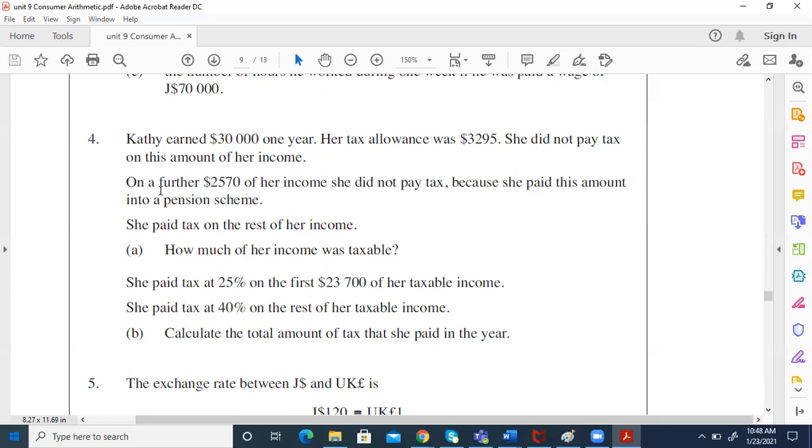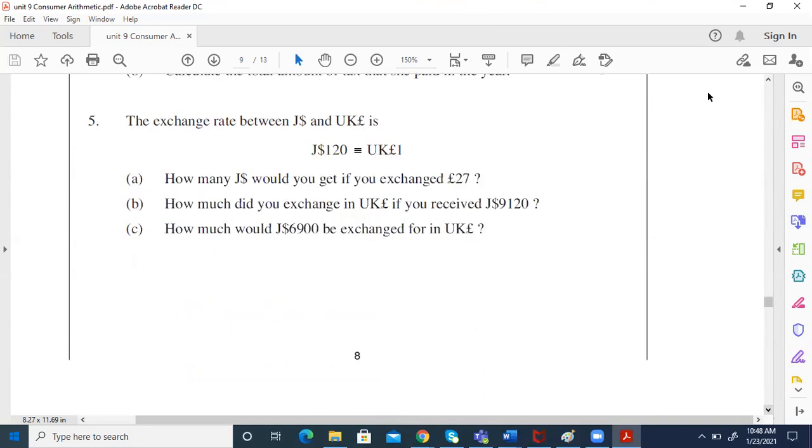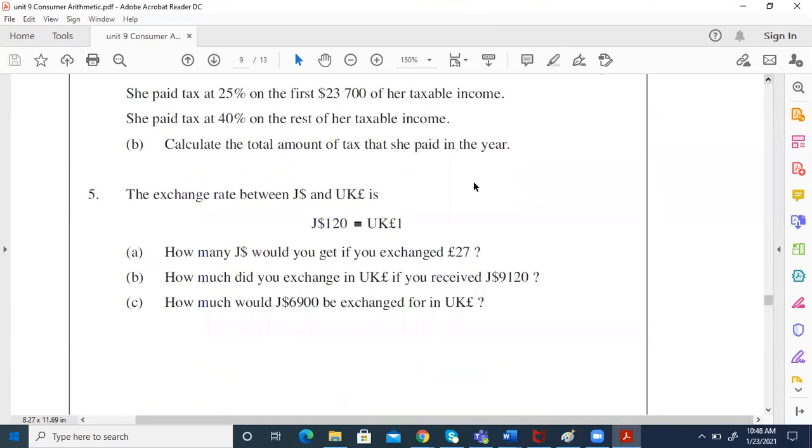This looks like an interesting question. Kathy earned this amount. Her allowance is that, she did not pay tax on this amount, and a further amount. She paid that and that. That's a good practice question you can try. Okay, a currency question is here. Jamaican dollar is that for $1, £1. How many exchange for that? How much for that? All right, go down.